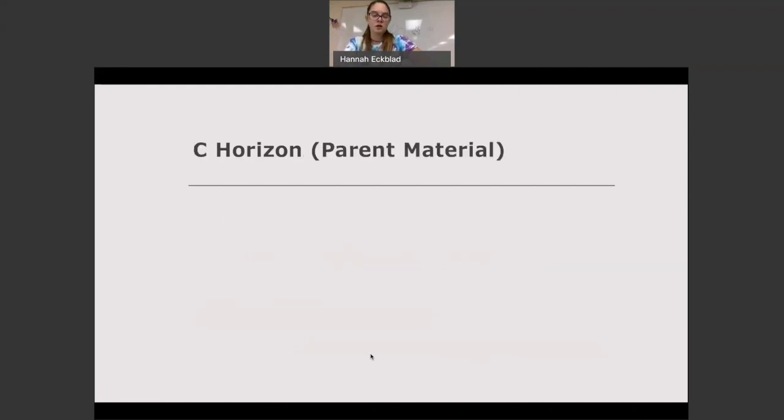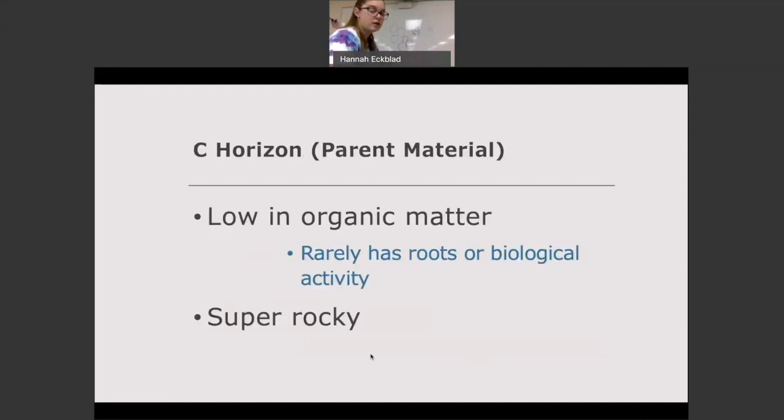Our C horizon's really low in organic matter. It rarely has roots or biological activity. It's super rocky, not a whole lot of nutrients. It's not the ideal soil for growing.